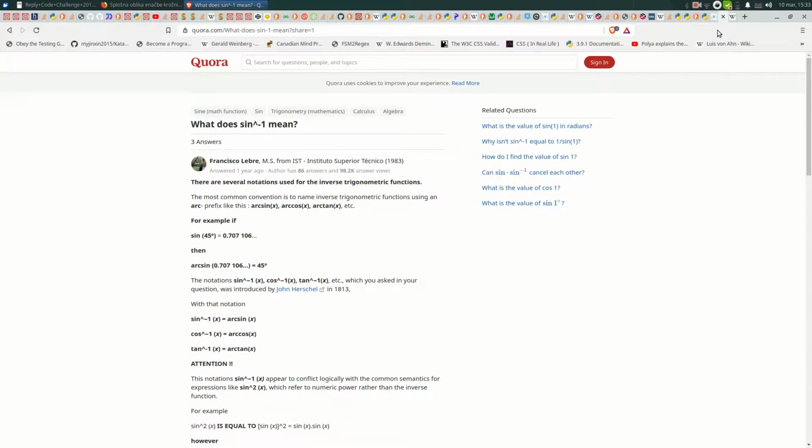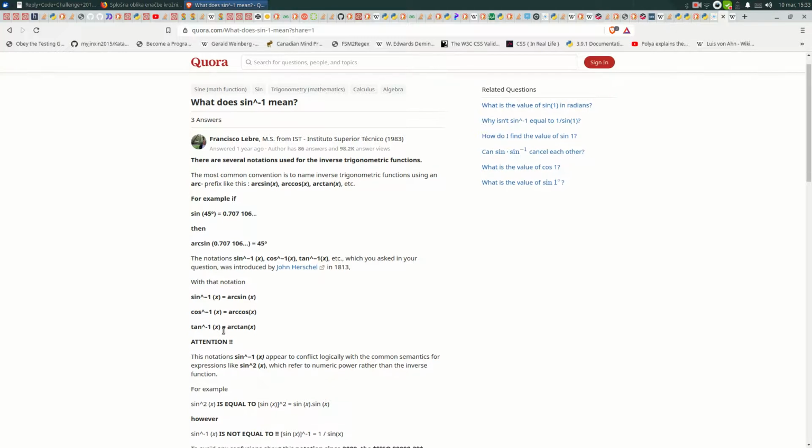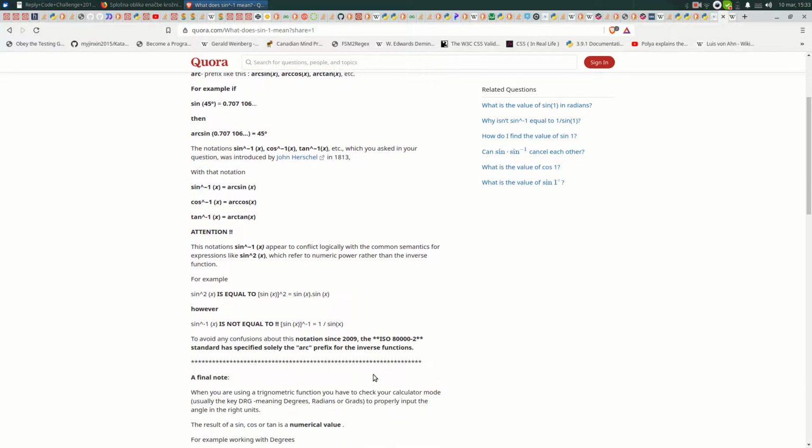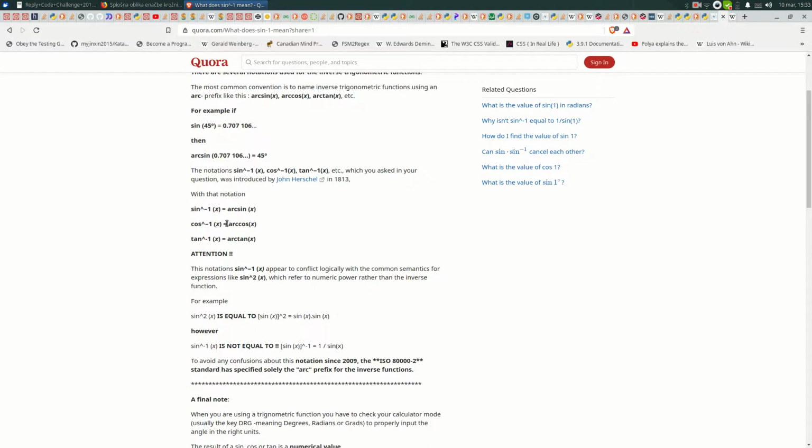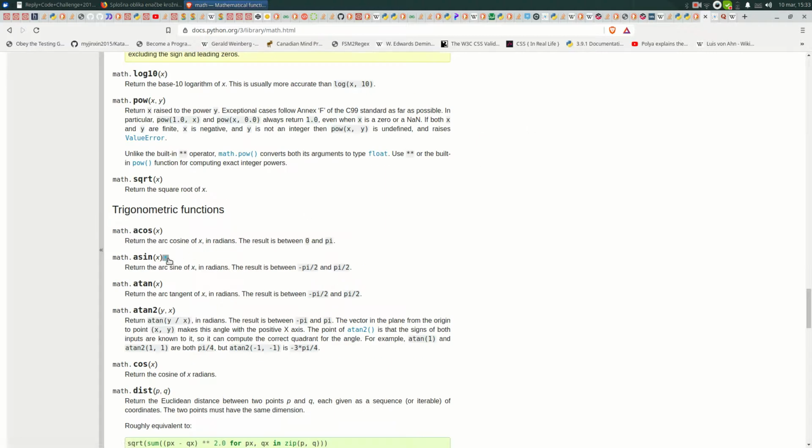So we actually want to find this arc. Attention, these notations conflict logically with the common semantics for expressions like that, which refers to numeric power rather than the inverse arc cos. So you say arc cos. Is there an arc cos of x in radians? Alright, so you say math acos.